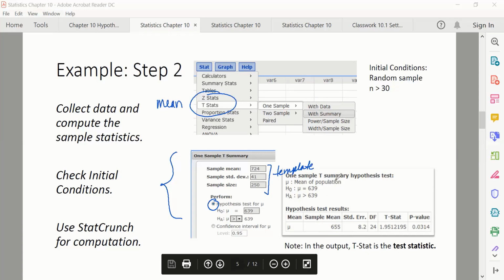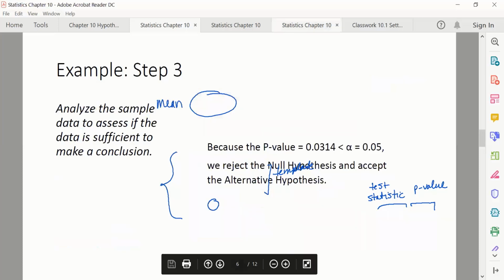It repeats what the hypothesis test is, tells you your sample mean, and it gives you a t-stat, which is called the test statistic. And it gives you the p-value. So in this case, we have a p-value that's 0.03 and a test statistic of 1.95.